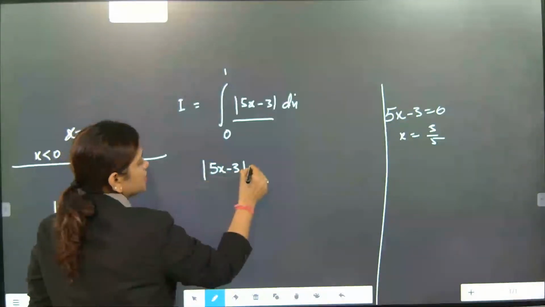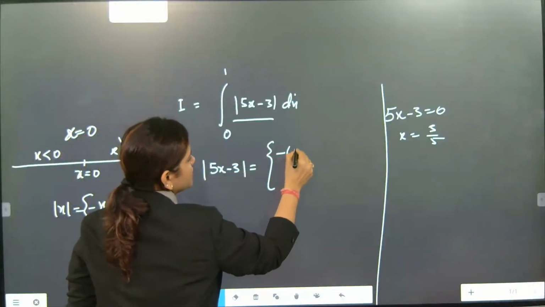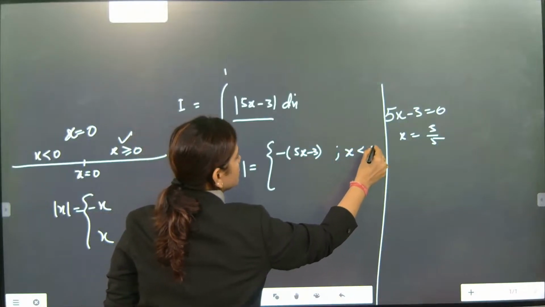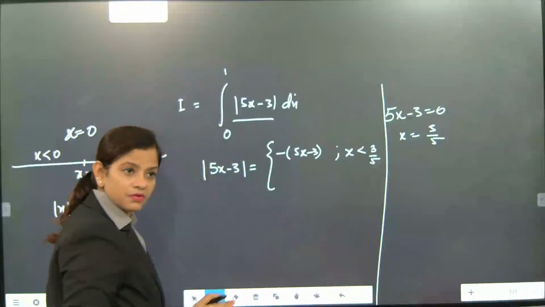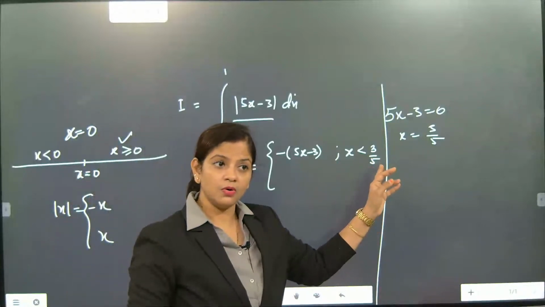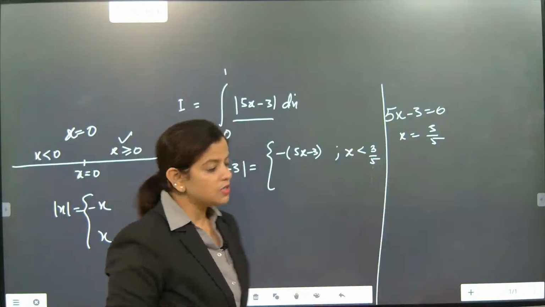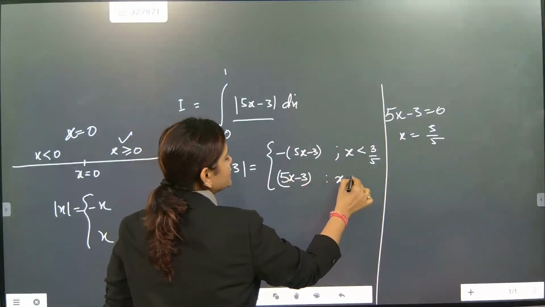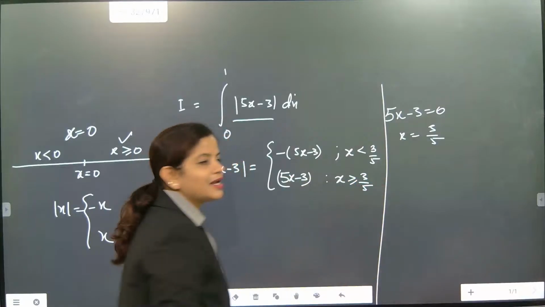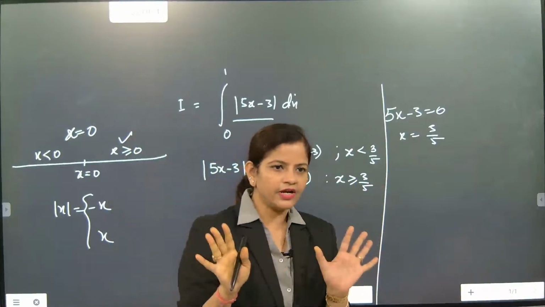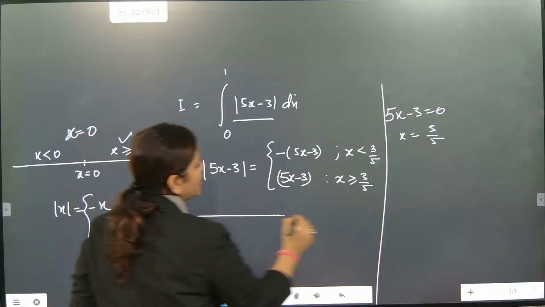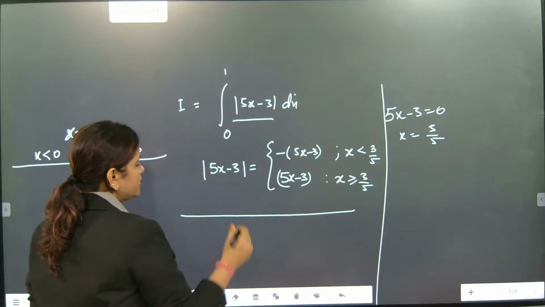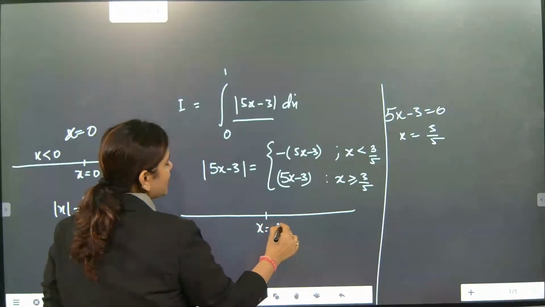Modulus of 5x minus 3 is equal to minus of 5x minus 3 when x is less than 3 by 5. Understood? Not less than 0, no. The limit is that one. Next part: it will be 5x minus 3 when x is greater than or equal to 3 by 5. That means both regions are nicely defined. And if the teacher correcting our paper does not know, then we can show that in math, this is exactly our limit.